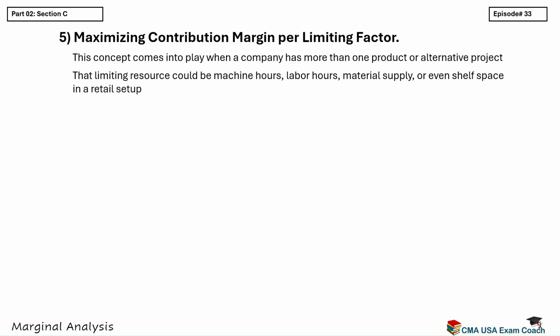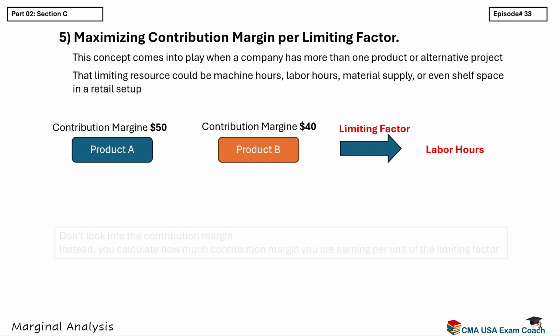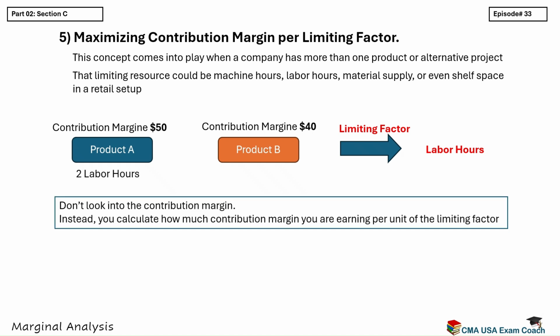Let me explain it with simple logic. If you have more than one alternative in front of you, say product A and product B, and you're limited by a key factor like available labor hours, then you don't just look at the total contribution margin of each product. Instead, you calculate how much contribution margin you are earning per unit of the limiting factor. For example, if product A gives a contribution margin of 50 per unit but requires 2 labor hours per unit, and product B gives 40 contribution per unit but needs only 1 hour, then product B is actually more efficient.